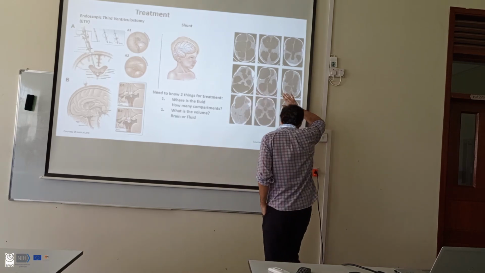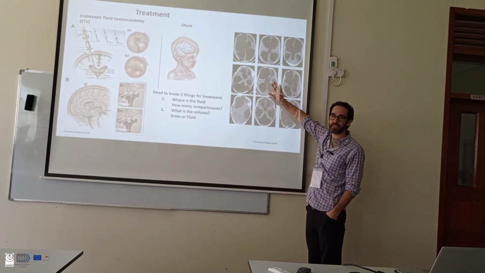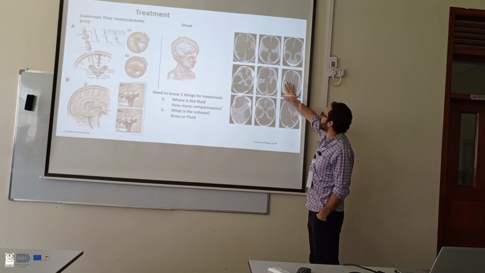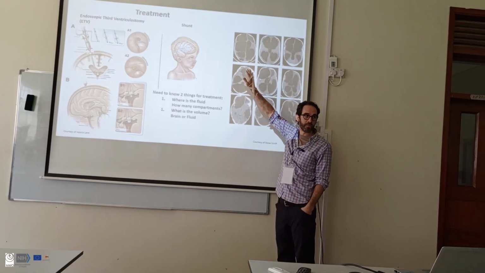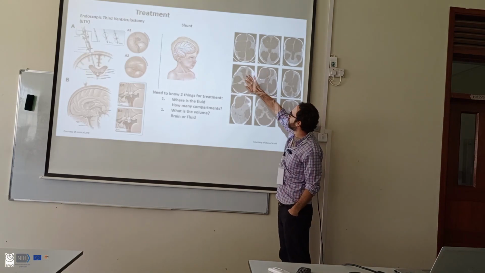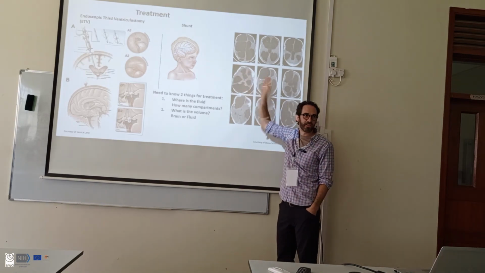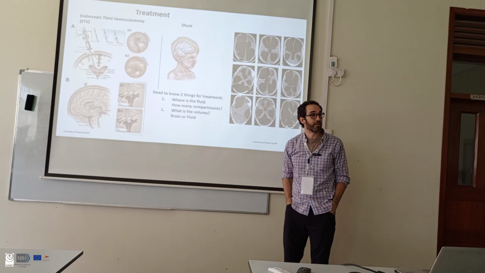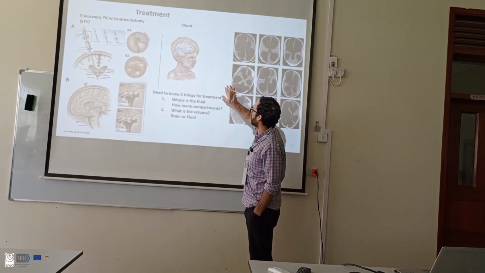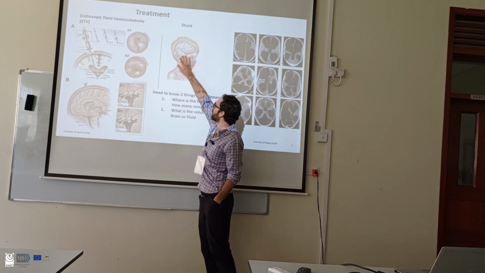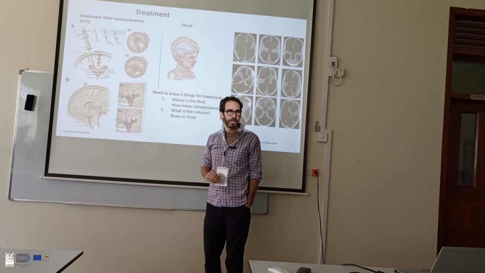Here's some CTs of these cases, and it's horrible. You can see the dark spots are the cerebrospinal fluid, and these little white tracks here in the brain. It just doesn't look good, right? So to treat it, you must treat it, otherwise these children will die. They put the shunts in and try to drain the fluid to another part of the body.